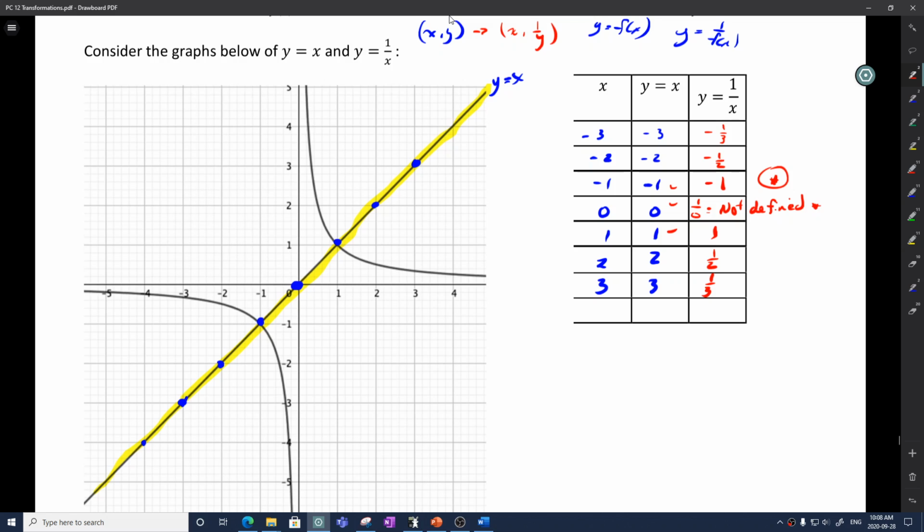So as I'm graphing this, now I have the point -3, -1/3. So that corresponds to that point right there. -2, -1/2. -1, -1. Wow, that's an interesting point right there.